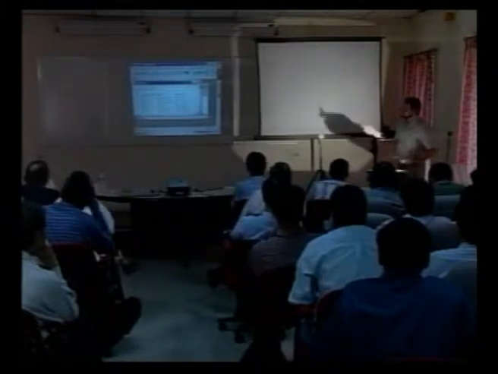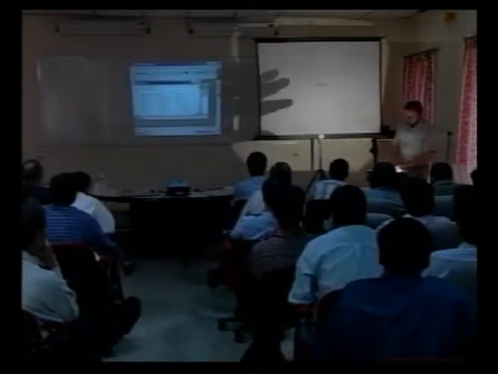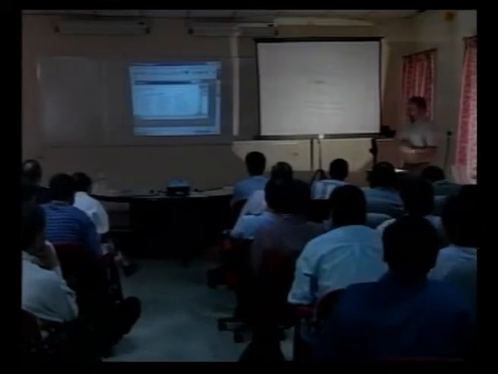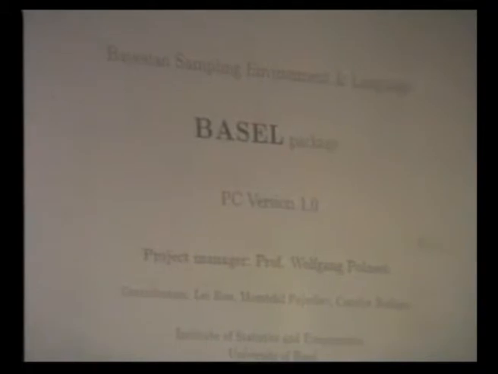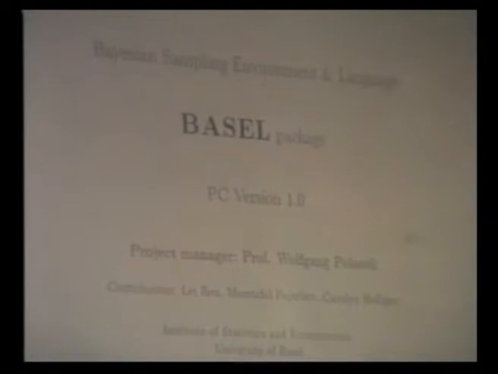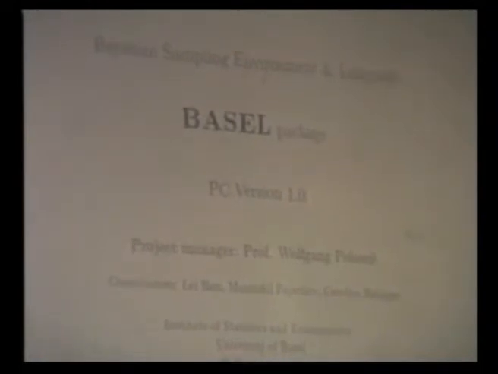And now you have seen we put up our software system, and I tried to show you a little bit of what we can do. This is the so-called Basel package. We called it Bayesian sampling, environment and language. The reason was that when Gelfand visited Basel, he said B plus S is L. He said Bayes plus simulation is life. And I said, well, if you just plug in here an equals, then you have Basel. That's the Basel package we want to do.